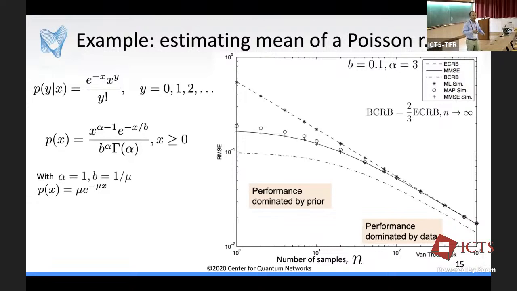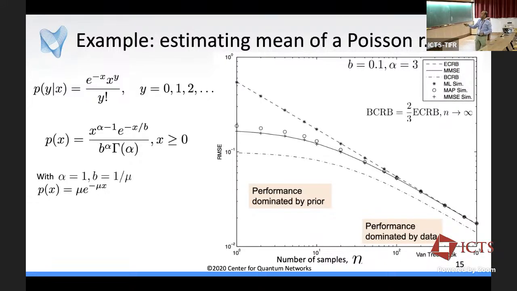There are many, many good books, but I learned all of my estimation theory, as an undergraduate and graduate student, from Van Trees's book. In this example, he takes a Poisson distribution, just like I wrote over here, and he took this crazy prior distribution. This is a generalization of the exponential distribution, with these parameters alpha and b. When you set alpha to one and b to one by mu, you get an exponential distribution.